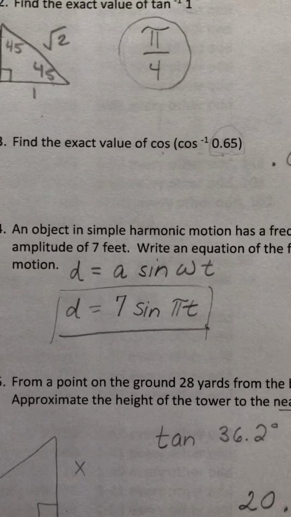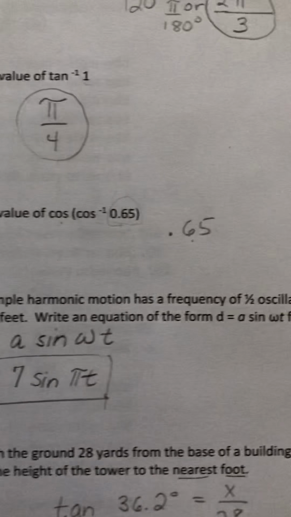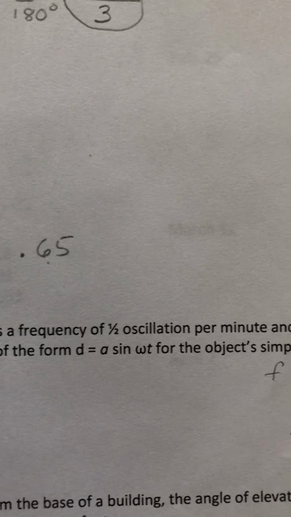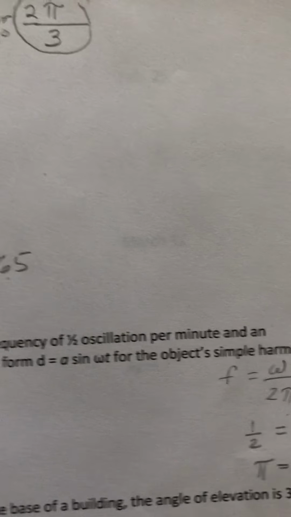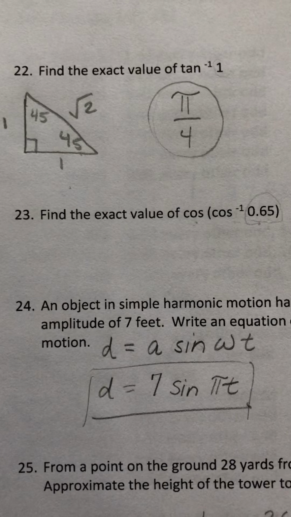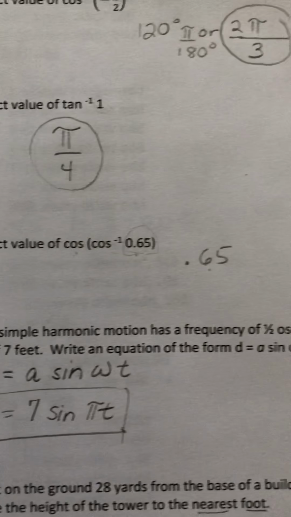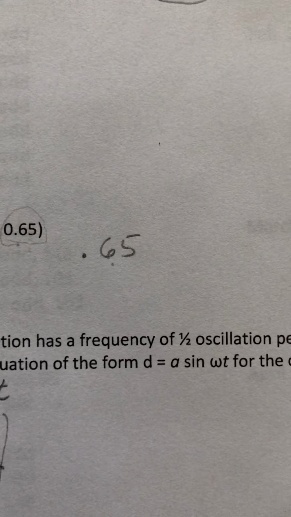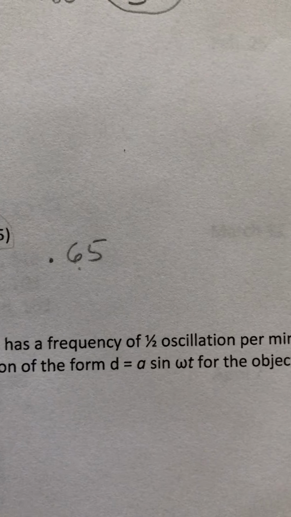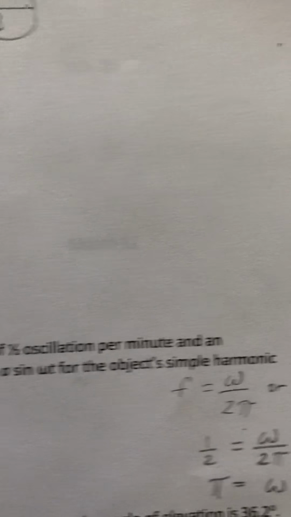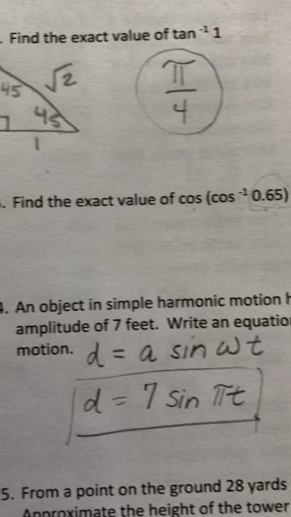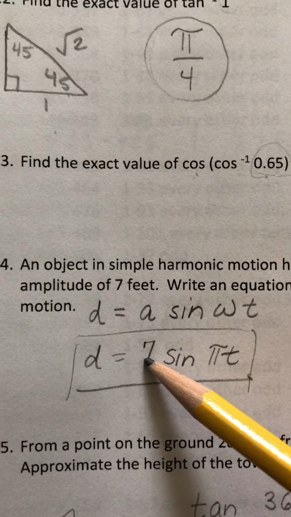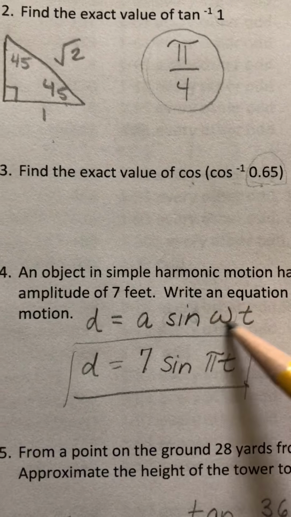An object in simple harmonic motion has a frequency of 1/2 oscillation per minute and an amplitude of 7 feet. You want to write an equation of the form D equals A times the sine of omega times t for the object's simple harmonic motion. So all you have to do is plug in the amplitude here, and then you have to make an adjustment for the period.